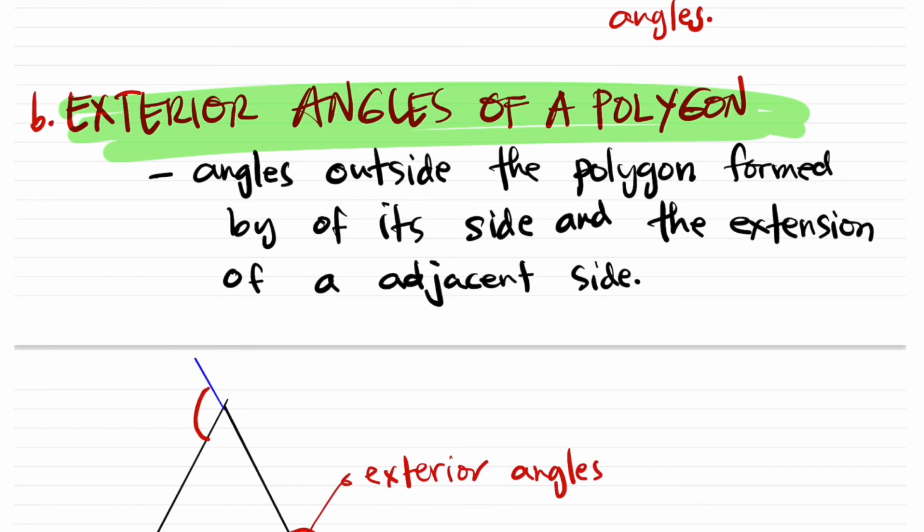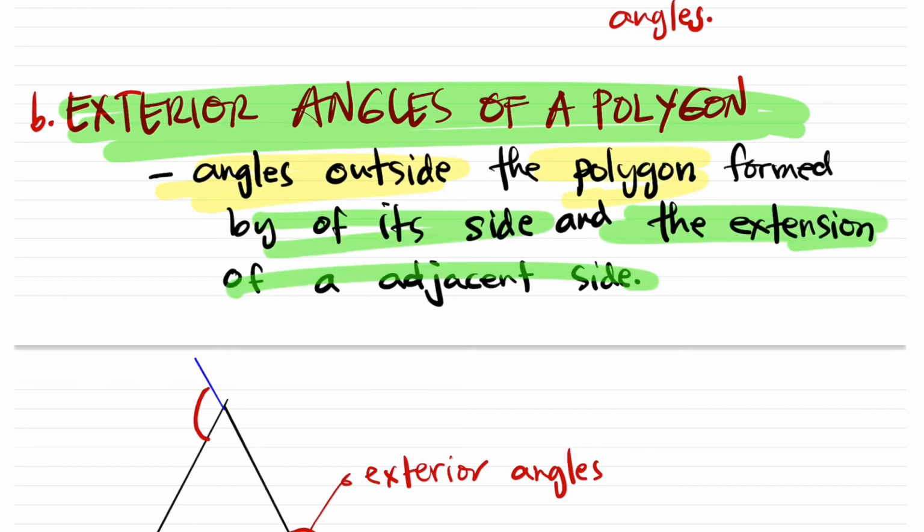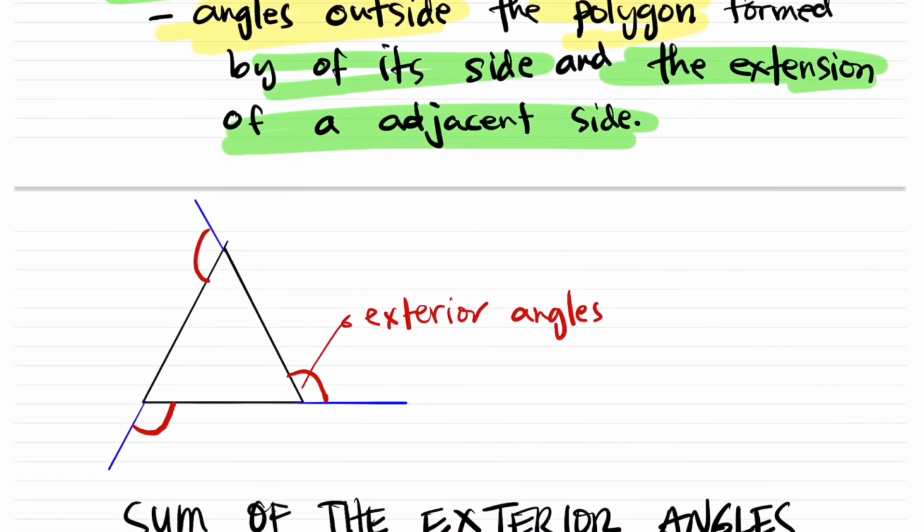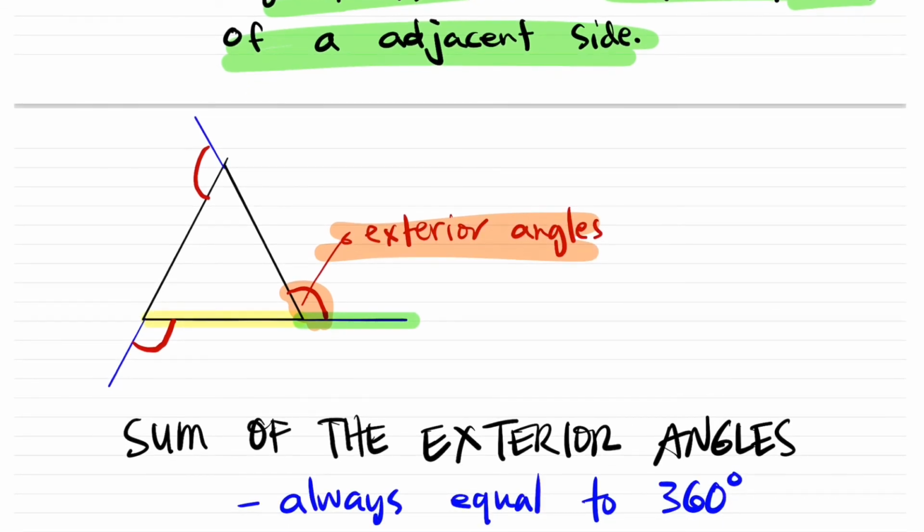All right, these are angles outside the polygon formed by its side and the extension of its adjacent side. So it is an extension, from this side here you have an extension here. The angle being formed here, this is what we call an exterior angle, same as here, same as there, and the angle formed here is an exterior angle.